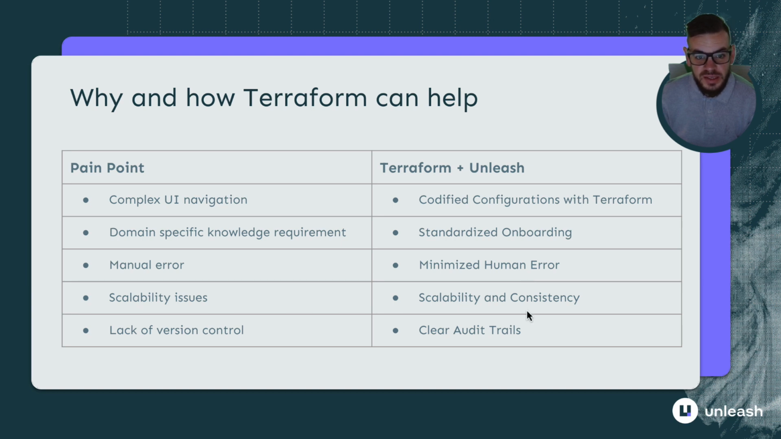Fourth, scalability and consistency. With code as your configuration medium, scaling becomes a matter of replicating structured configurations. Consistency is maintained effortlessly. Finally, you can expect clear audit trails. Every change is committed to version control. For mistakes, just trace back to the commit, review, and rectify.